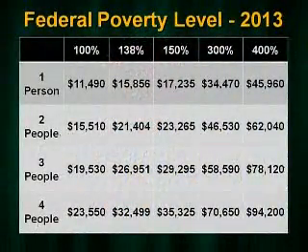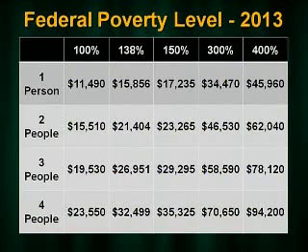So the obvious question is, what's the federal poverty level? The federal poverty level changes every year, and it depends on your household income and the number of people residing in the household. So I've put together a number of values for the poverty level for 2013. If we look at, for example, a household with 2 people, 100% of the federal poverty line is $15,500 and change. Up to 400% for that 2-person household, income could be as high as $62,000.